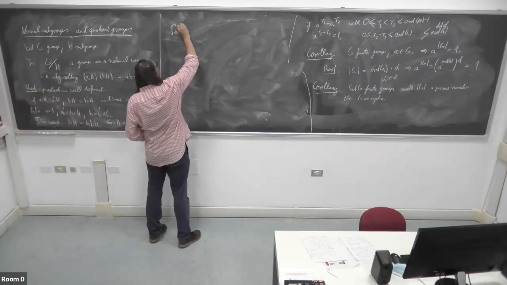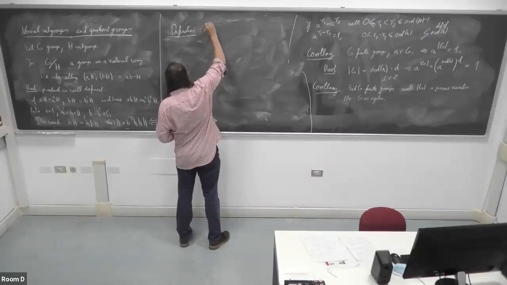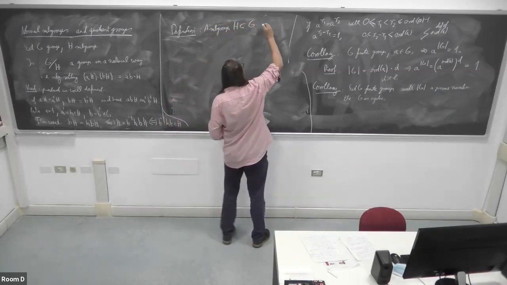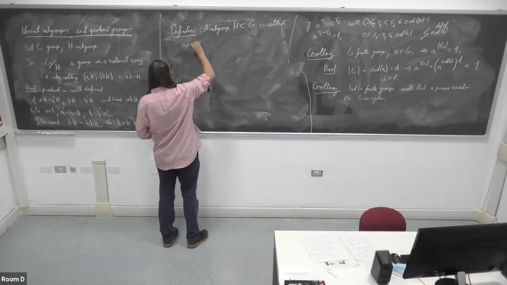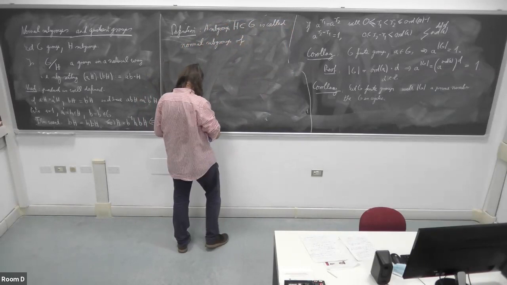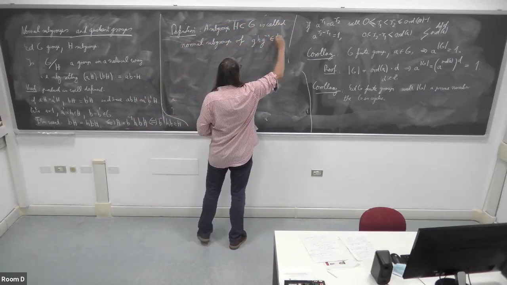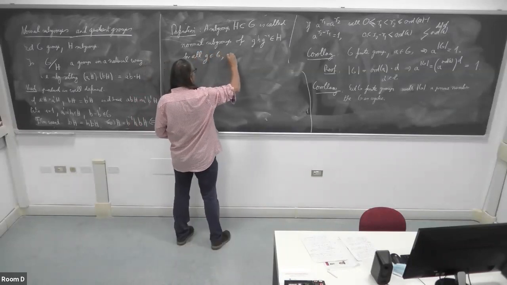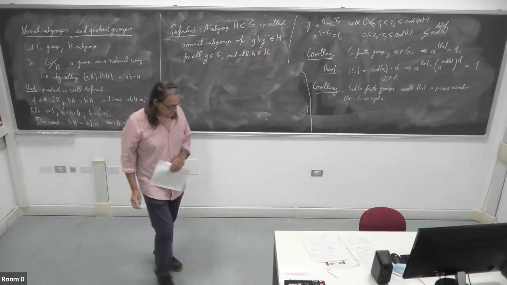Definition. The subgroup H in G is called a normal subgroup if, said differently, ghg to the minus 1 is in H for all elements g in G and h in H.